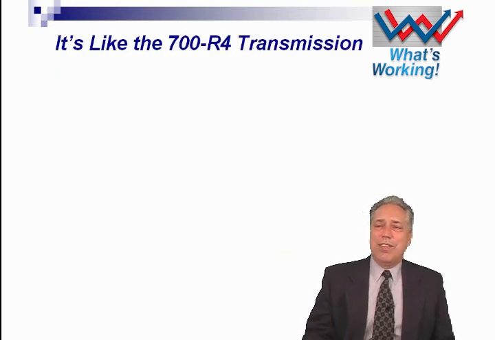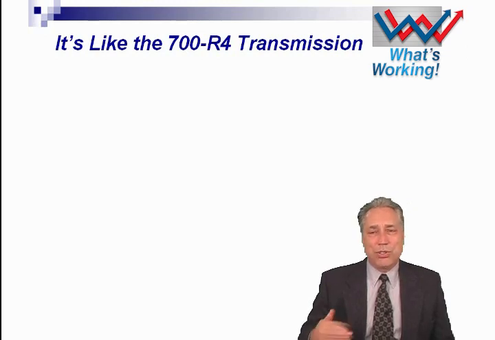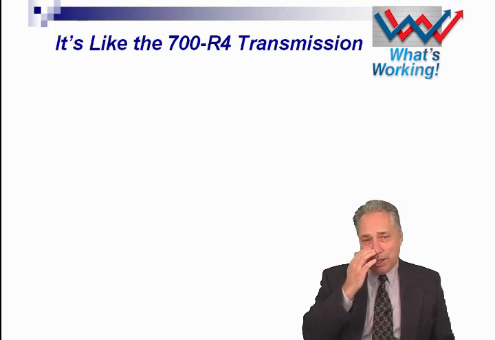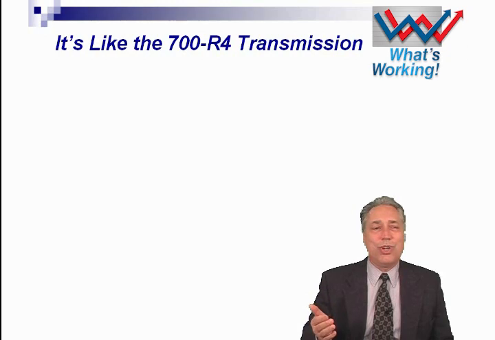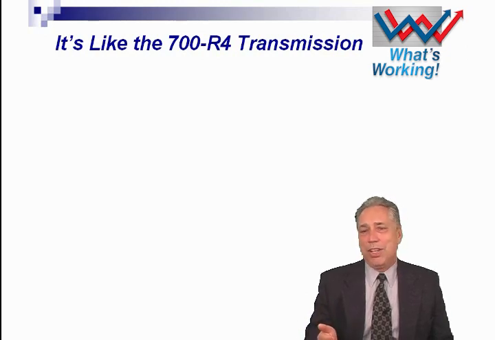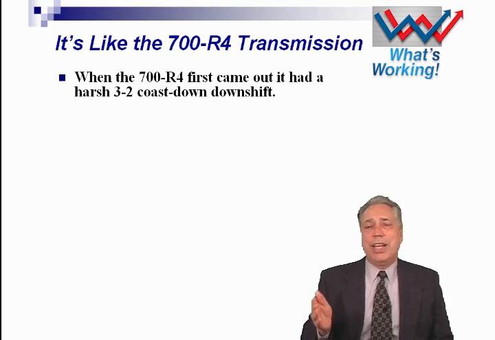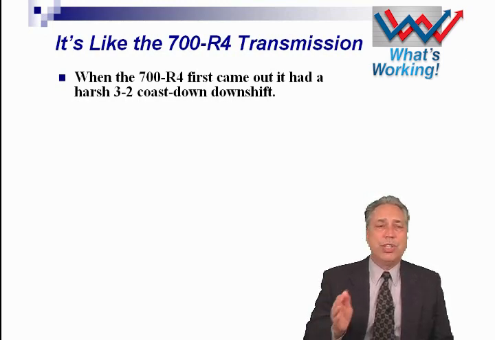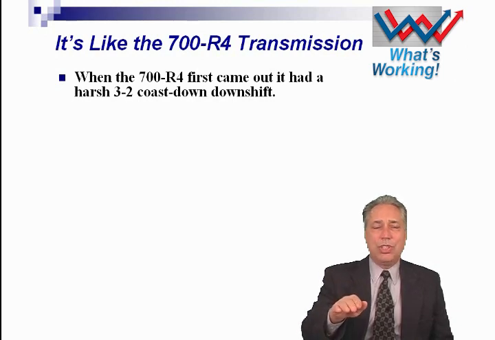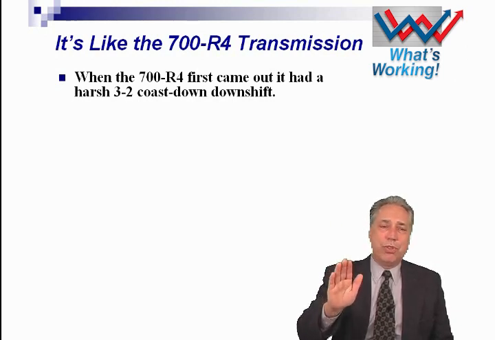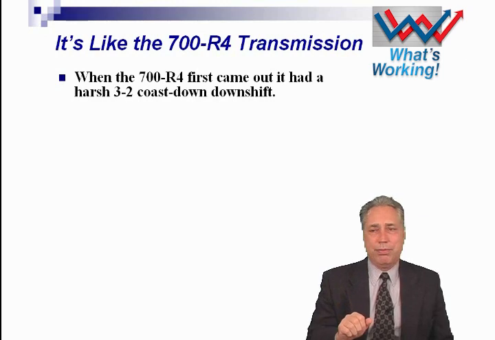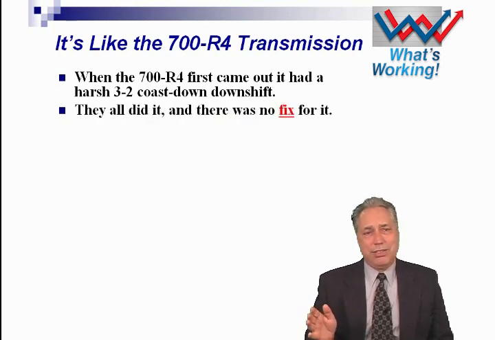It's kind of like the 700R4 transmission. Now I know some of you watching weren't in the transmission business or aren't in the transmission business. And so I'm going to share a little bit of this story with you so you'll understand what I'm getting at. First of all, when the 700R4 transmission first came out, it had a harsh 3-2 coast downshift, meaning when you'd slow to a stop, as it shifted automatically from third to second, there would be a bump. Now, they all did it and there wasn't any way to fix it.